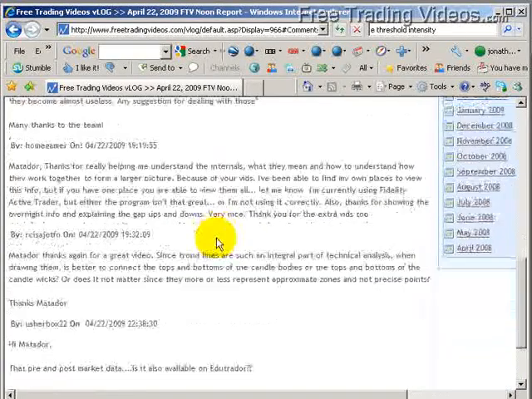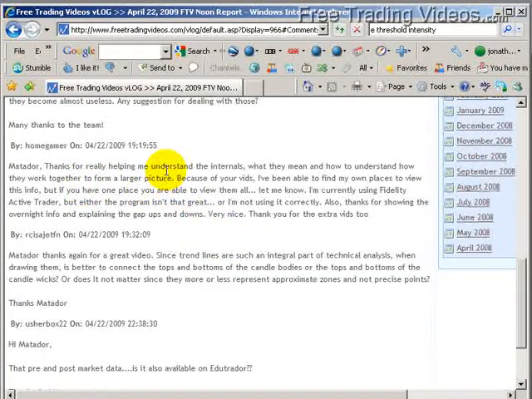All right, next one. Here's a question or a thought from somebody about the market internals, and they're currently using Fidelity Active Trader, but maybe it's not that great. So where do I get it? I use TradeStation, but there's another great one you can get for free, like I've been sort of touting, and that's Thinkorswim.